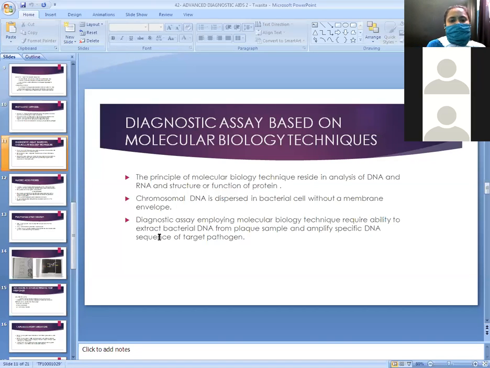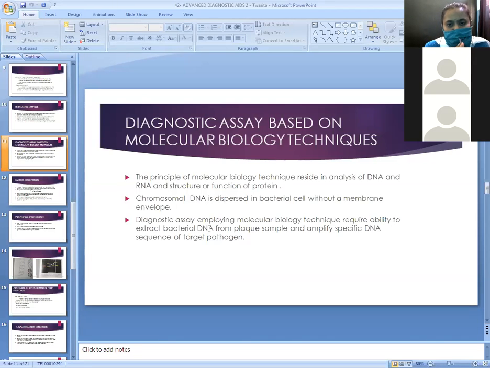Now we'll see some molecular biology techniques, that is diagnostic assays based on molecular biology techniques. I think you people have gone through these techniques in your 12th also. It was there in 12th, right? So, molecular diagnostic tests or techniques. In that, a few techniques are there, like agarose gel electrophoresis. Other than that, hybridization is there. Then along with that, PCR is one technique.